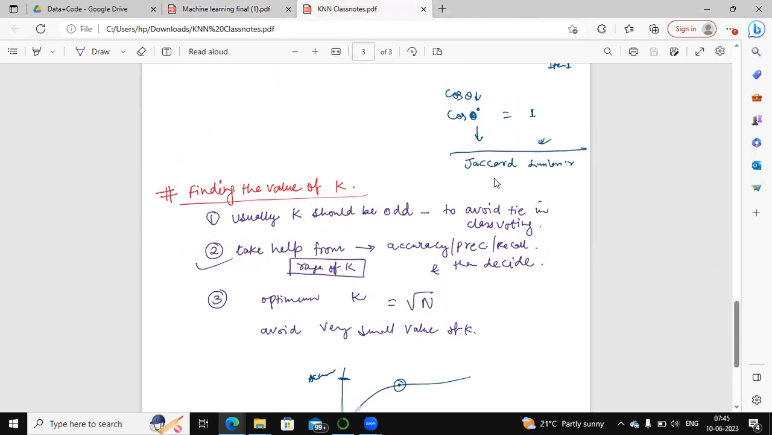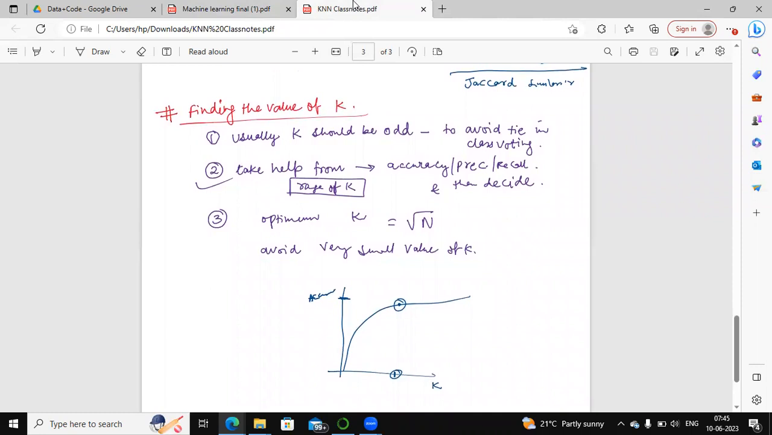Now let's move to finding the value of k. I've already told you how to find the value of k. Usually k should be odd for class sorting. When you take k as even, you may see a tie, so for breaking the tie, you might have to consider k to be odd. Take help from accuracy, precision or recall, and then decide the range of k. We can take the evaluation metric, and based on accuracy, precision and recall, you can decide the value or range of k.